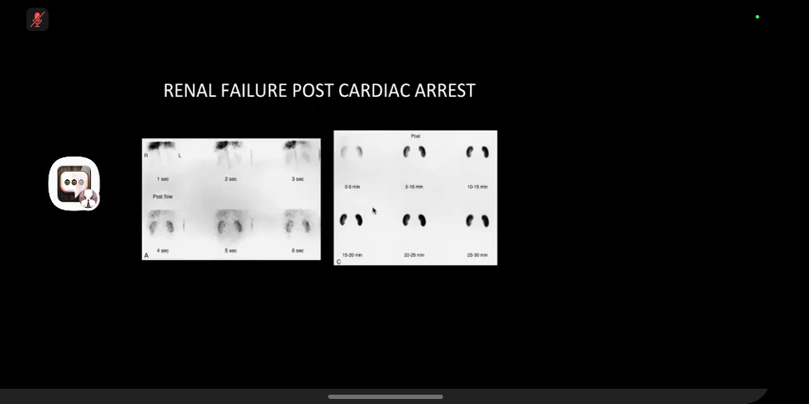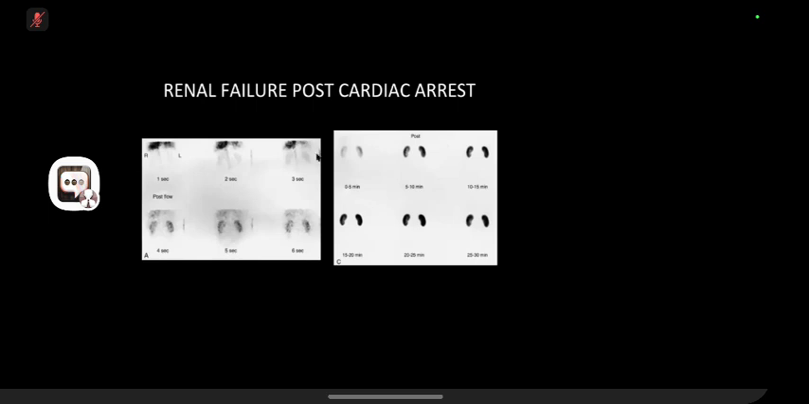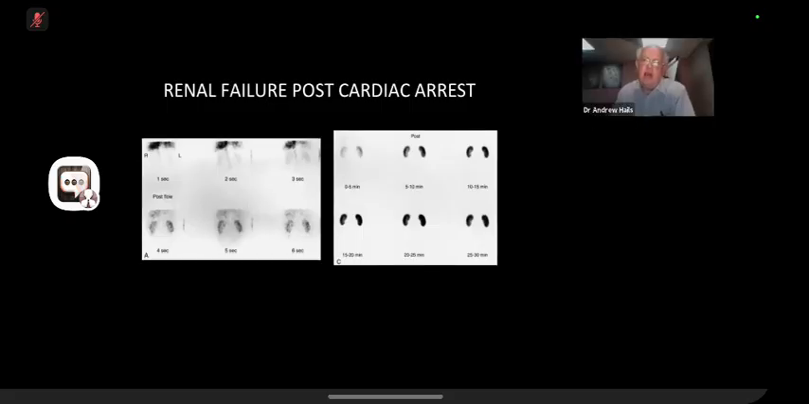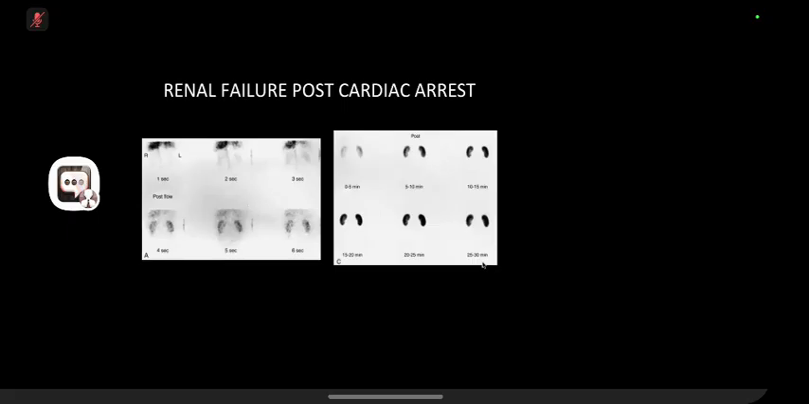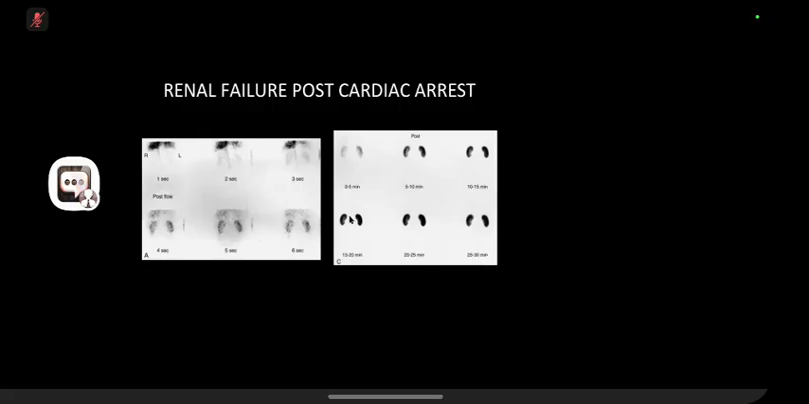So this person here had a cardiac arrest, and they had renal failure after their cardiac arrest. Would you like to put a name to what this might be? Could it be acute tubular nephrosis of the kidneys? Yes, that's correct. So basically, it's concentrating in the kidneys, but it's just not being excreted.